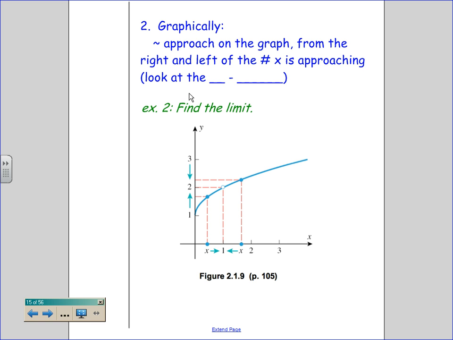The y-axis, kind of. Y values. That's probably the best way to fill it in. The y values. And I've been saying, look to the heights. You're coming from the right and the left. Yes, you're coming from the right and the left. Yes. But look up to the heights. Look to the function. See what it's doing.